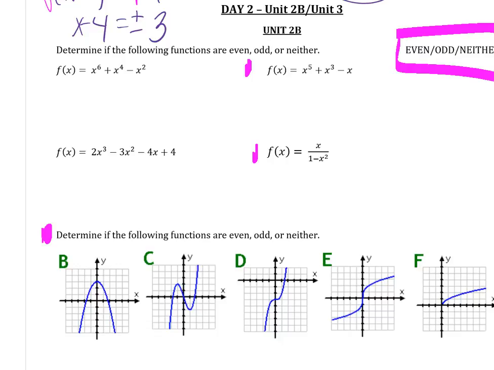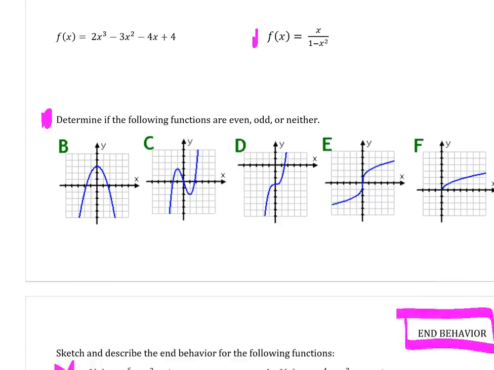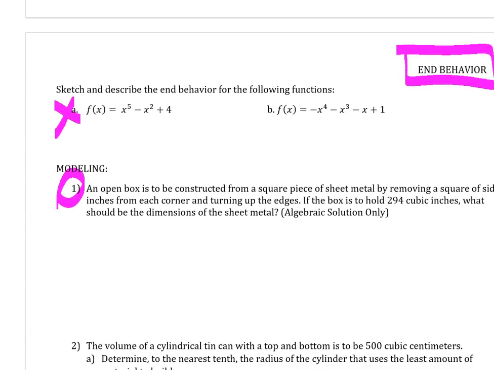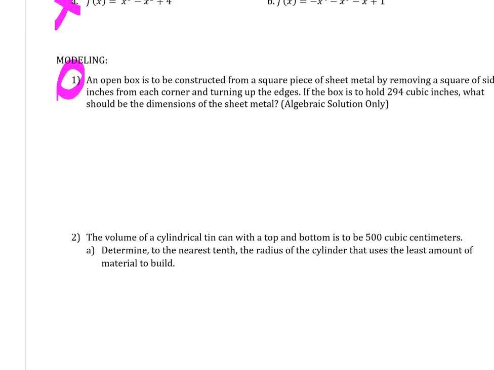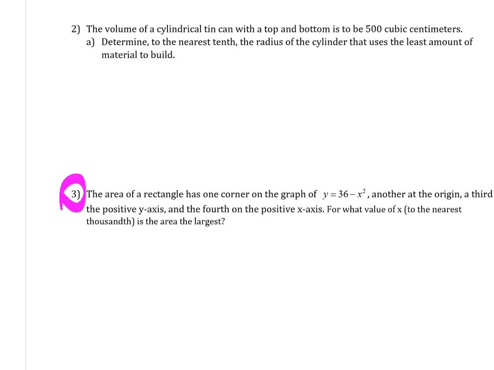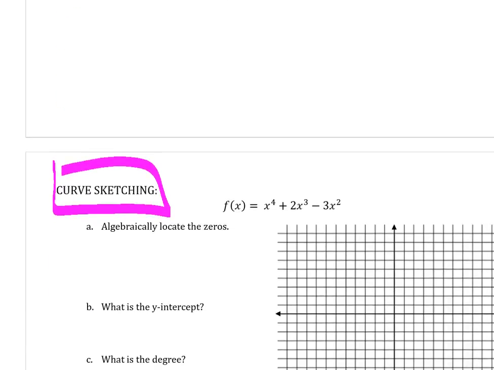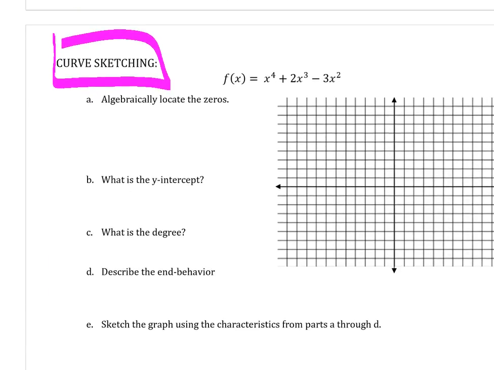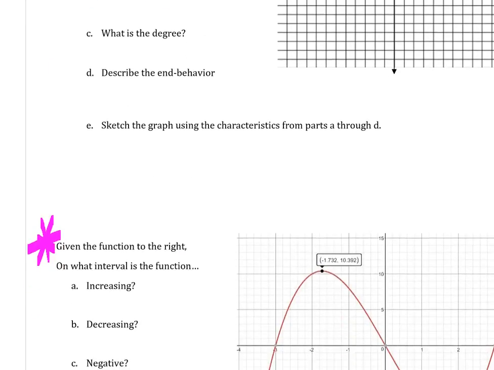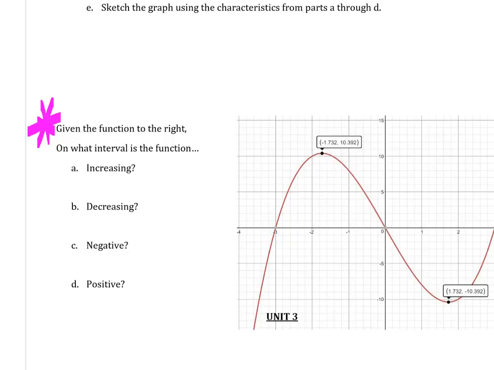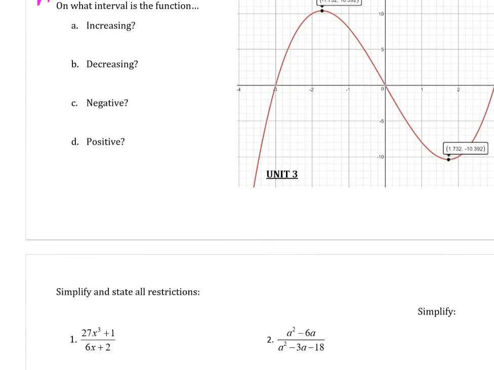So in these notes, we're going to talk about even, odd, and neither functions, what that means, what they look like, even and odd degreed functions, what their end behavior looks like. We'll do a bit of modeling, constructing an open top box. Also do some curve sketching, so I'll actually sketch what a function looks like without even touching my calculator. We'll talk about where a function is increasing, decreasing, where it's positive, where it's negative, so some vocab to make sure we know, and how we can state their intervals.